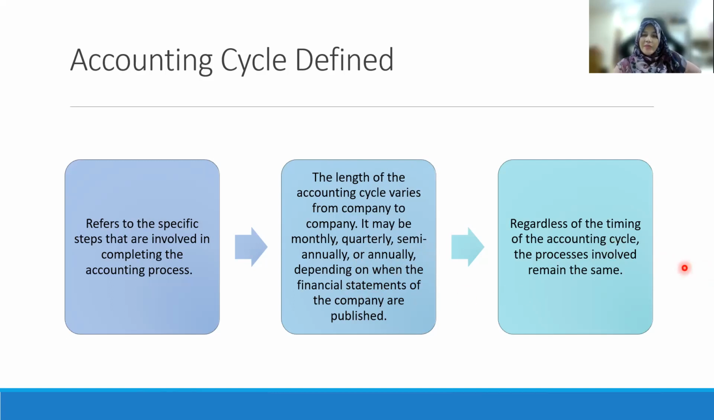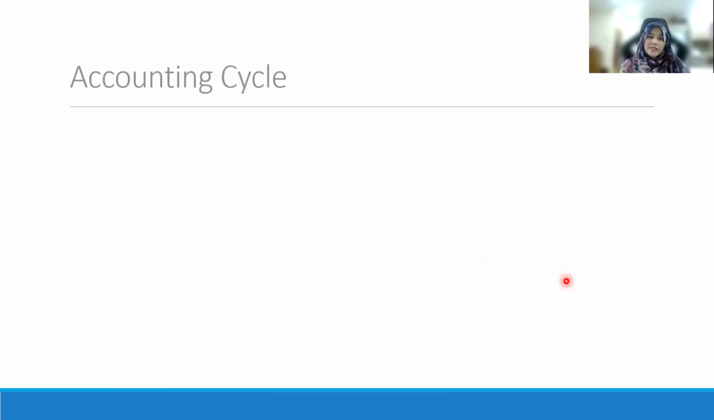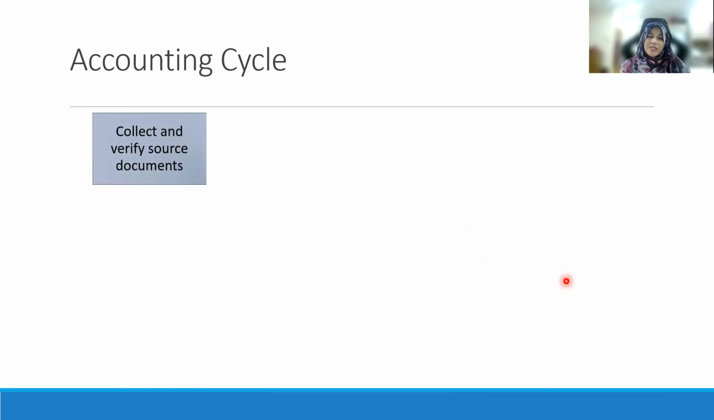Okay, regardless of the timing of the accounting cycle, the processes involved remain the same, meaning that they have to record, interpret, and then communicate the accounting information to the client, to the user. So this is the accounting process, or the accounting cycle.